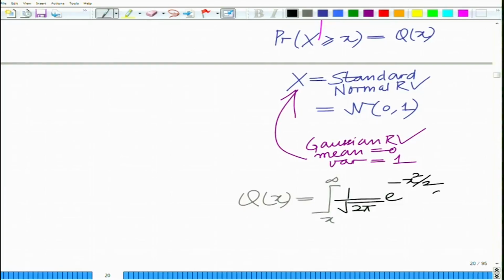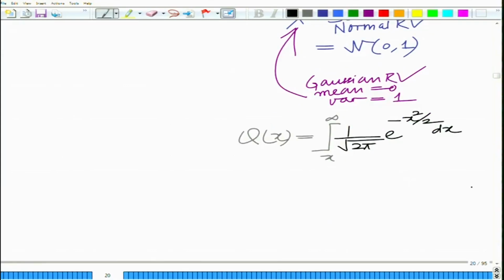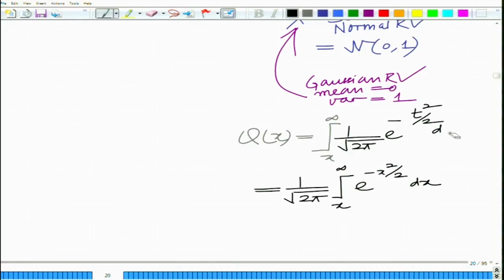e raised to minus x square by 2 dx, which, if you take the constant outside, you can also write as integral from x to infinity of e raised to, I am sorry, you can use a different variable of integration, e raised to minus t square by 2 dt. Okay.